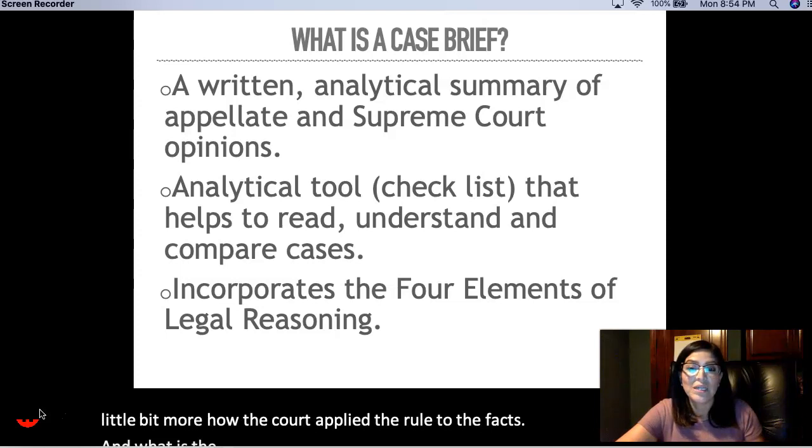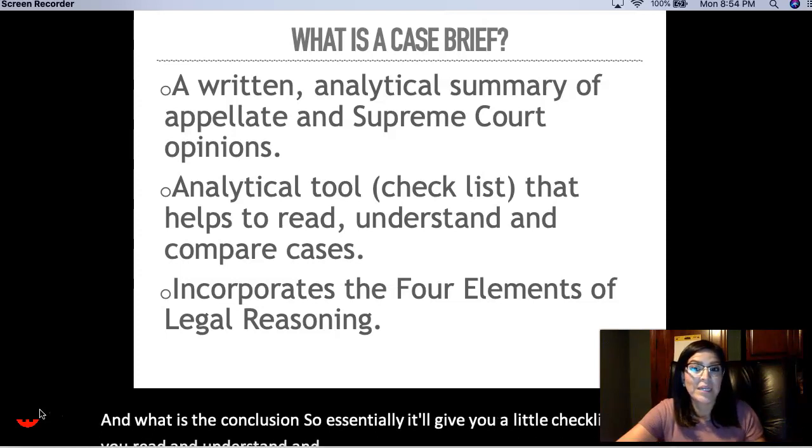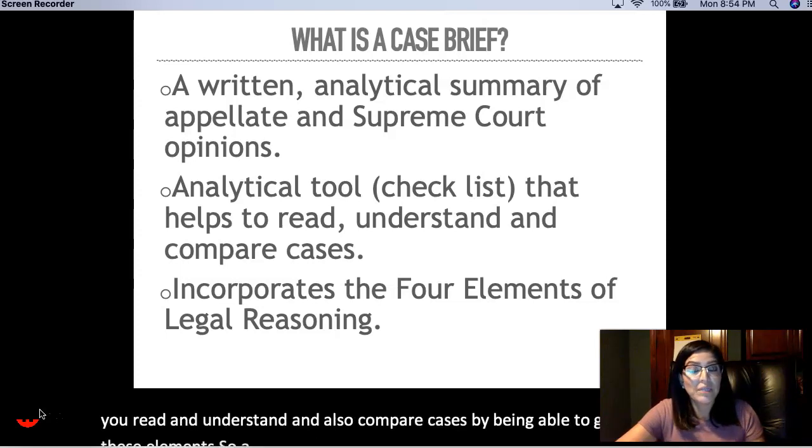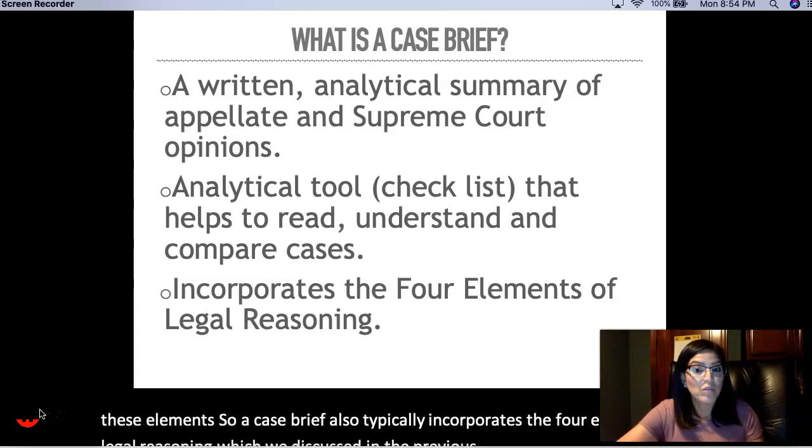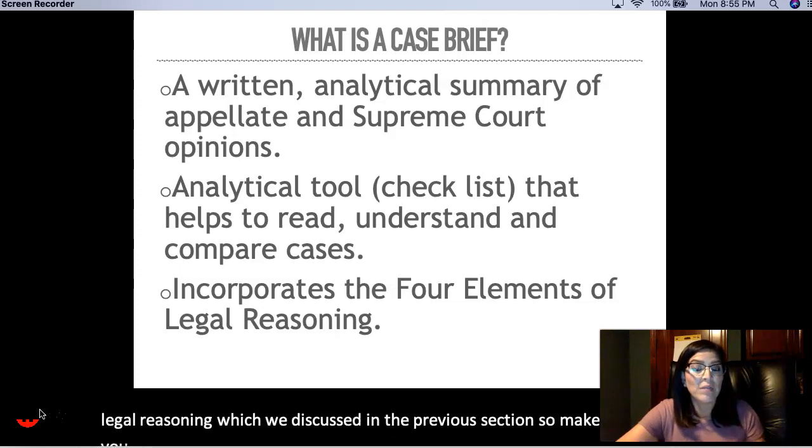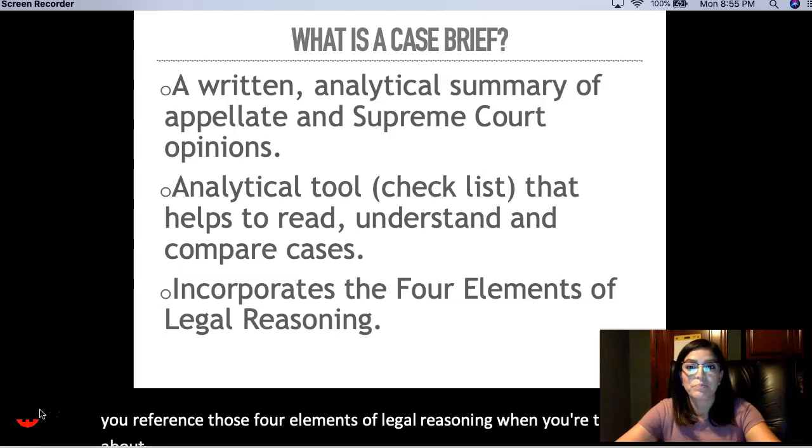So essentially, it'll give you a little checklist to help you read and understand and also compare cases by being able to go through these elements. A case brief also typically incorporates the 4 elements of legal reasoning, which we discussed in the previous section. So make sure that you reference those 4 elements of legal reasoning when you're thinking about your case brief.